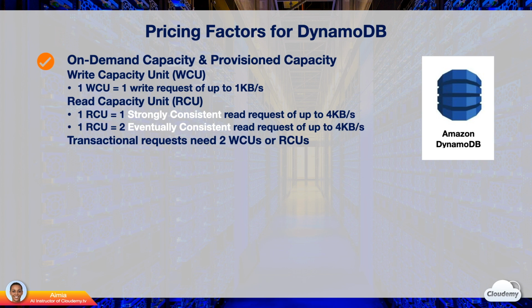When you perform read requests, you can choose a strongly consistent read or eventually consistent read. Strongly consistent read allows you to read the new data immediately after the updates. Eventually consistent read means data may be eventually consistent after the update. One RCU can perform one strongly consistent read request or 2 eventually consistent read requests for items up to 4 kilobytes per second.